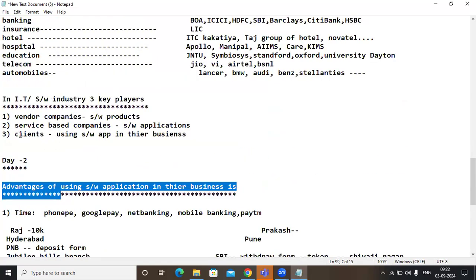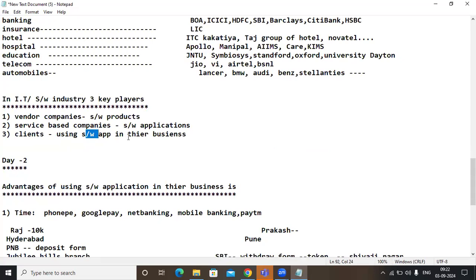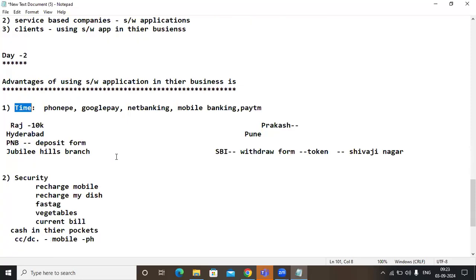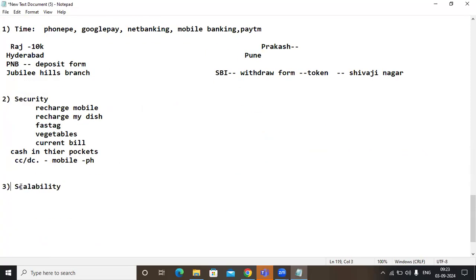That is the reason clients are using software applications in their business. Because the client is a business person, and from a business person's point of view, time is most precious. Yes or no? Yes, absolutely. So that is why time saving, security, and what is the next one here? Scalability. These are the three major advantages.